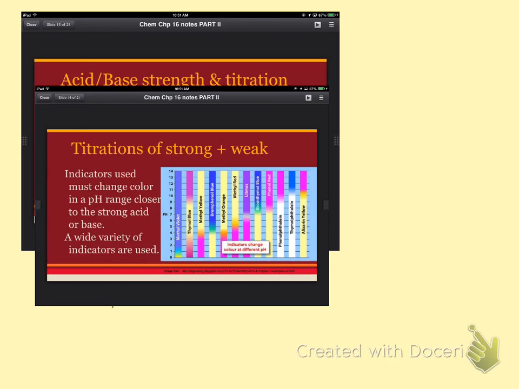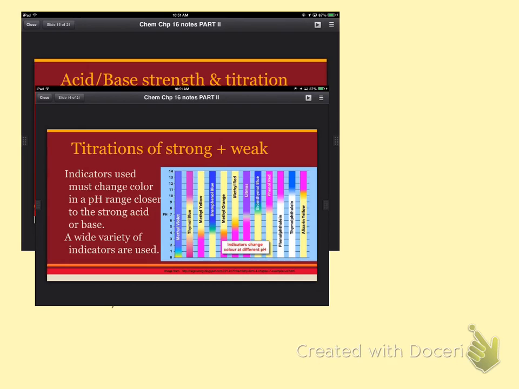And that's really all you need to know: titrations with strong acids and bases really yield a neutral solution. And if you're using one that is not strong, you're going to have to select different indicators because your solution is going to end up closer to the pH of the strong thing.